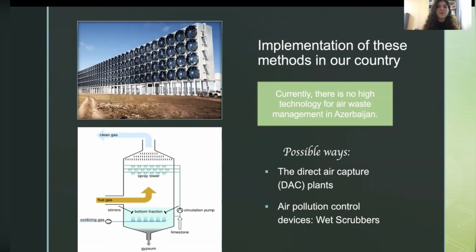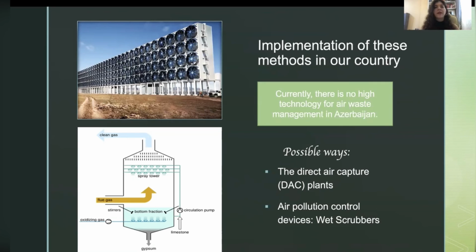As in other countries, some measures were taken to minimize air pollution in Azerbaijan, but unfortunately, the environmental pollution prevention and control system is still not fully developed. Currently, there is no high technology for air waste management in our country, but that doesn't mean it's impossible to equip them in the future. Since the technologies are not available right now in Azerbaijan, I'm going to show the methods that can be effective in the future. These methods are made for both particulate pollutants and gaseous pollutants. Unfortunately, Azerbaijan suffers from both.